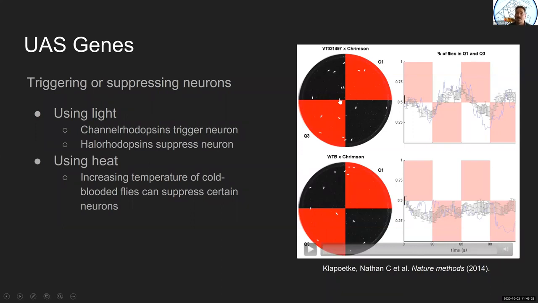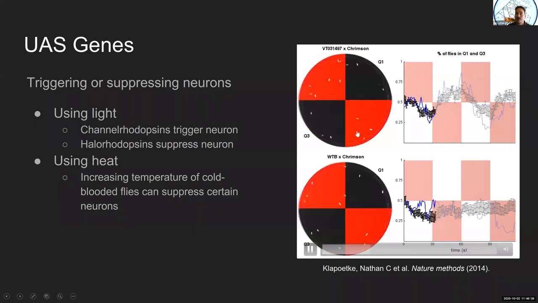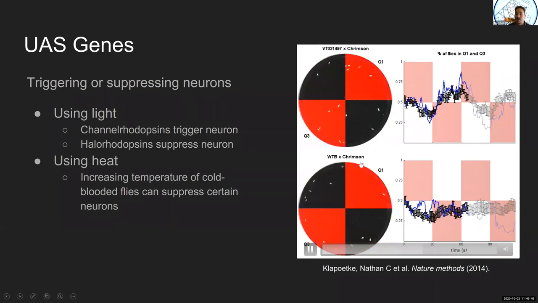So these mutants here in this video, where you have red here, you're shining light on them, and you can see they move away from the red zones. When I switch the light, all of a sudden, what used to be black is now red. Now they move into the black zones, and you can see their density changes. When you do this with wild types, nothing much happens.